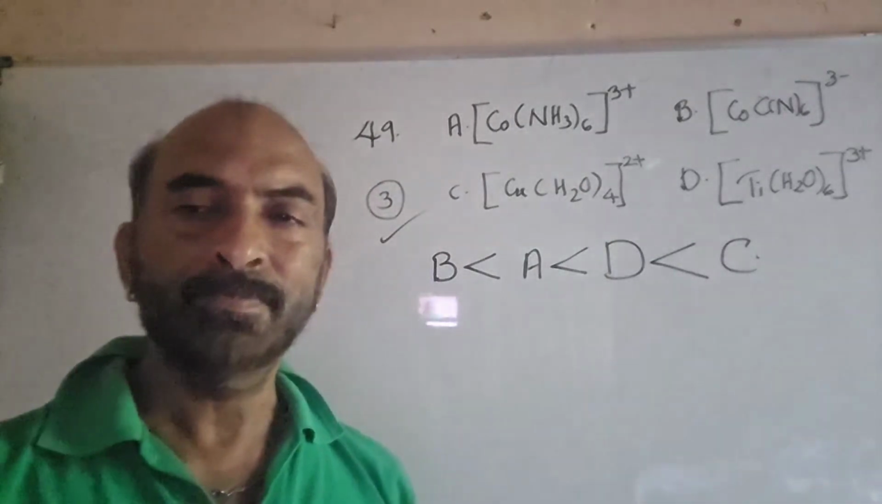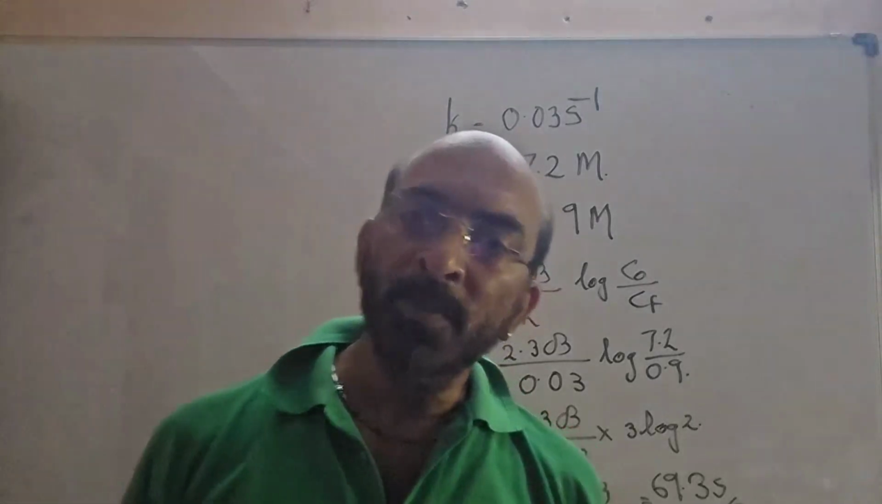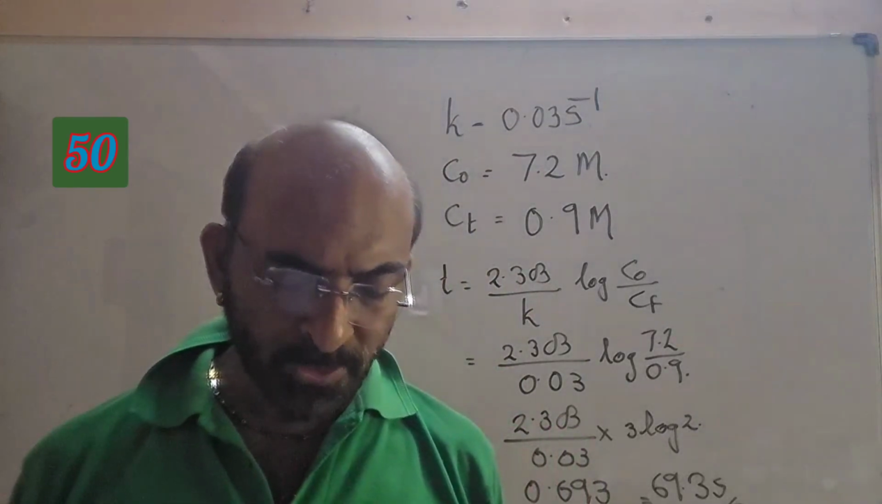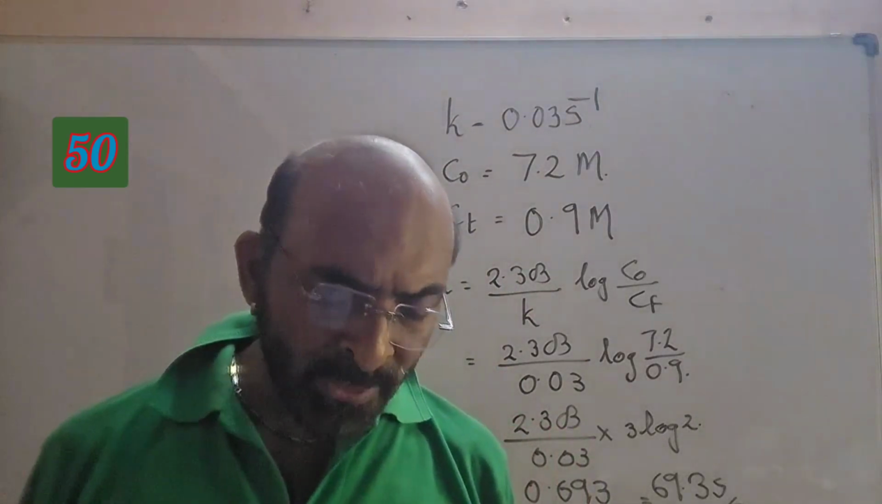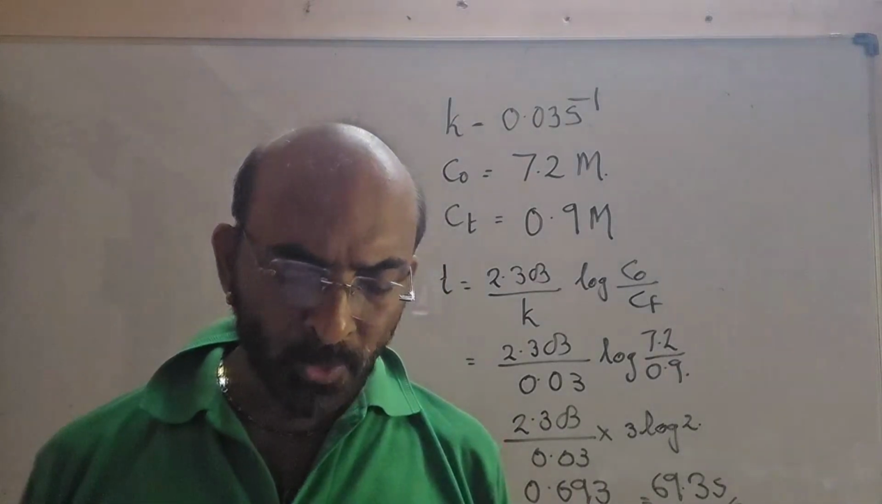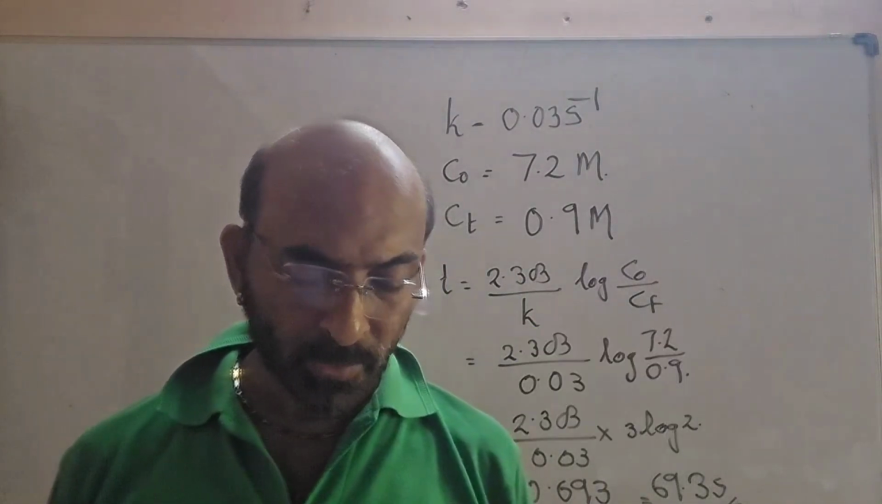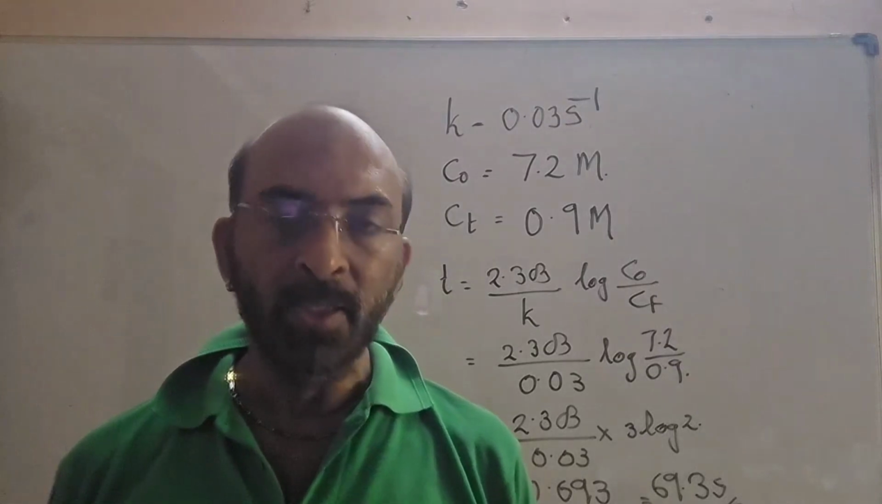Okay. See, the next question is from chemical kinetics. If the rate constant of a reaction is 0.03 per second, how much time does it take for 7.2 mole per liter concentration of the reactant to get reduced to 0.9 mole per liter?